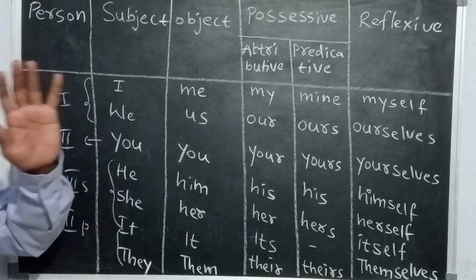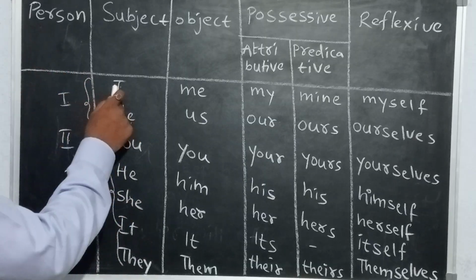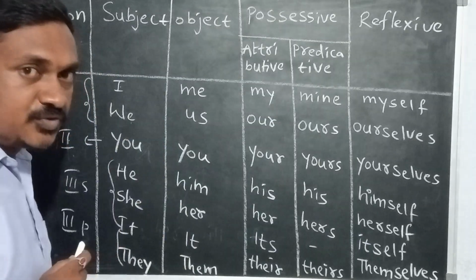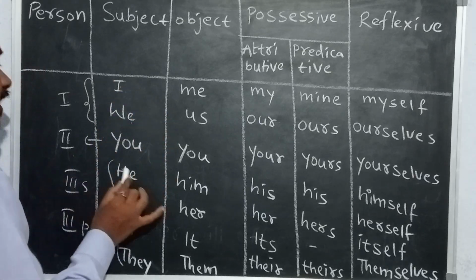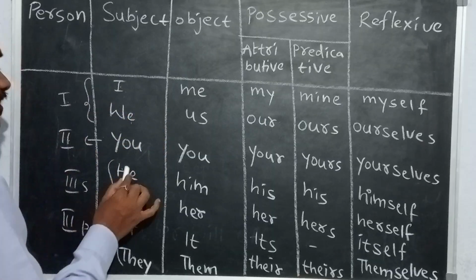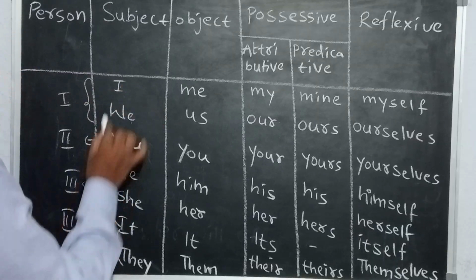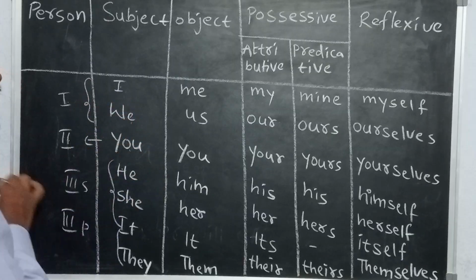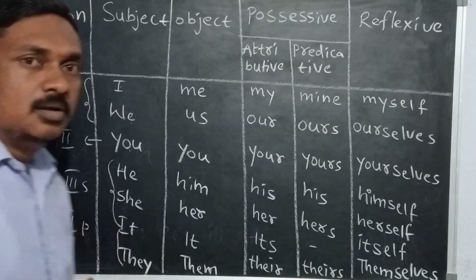There are only 7 pronouns. The universal pronouns are only 7. These 7 pronouns are divided into 3 persons: I, we, you, he, she, it, they. I and we are first person, you is second person, he, she, it, they are third person. I is first person singular, we first person plural, you second person both singular and plural, he, she, it third person singular, they third person plural.